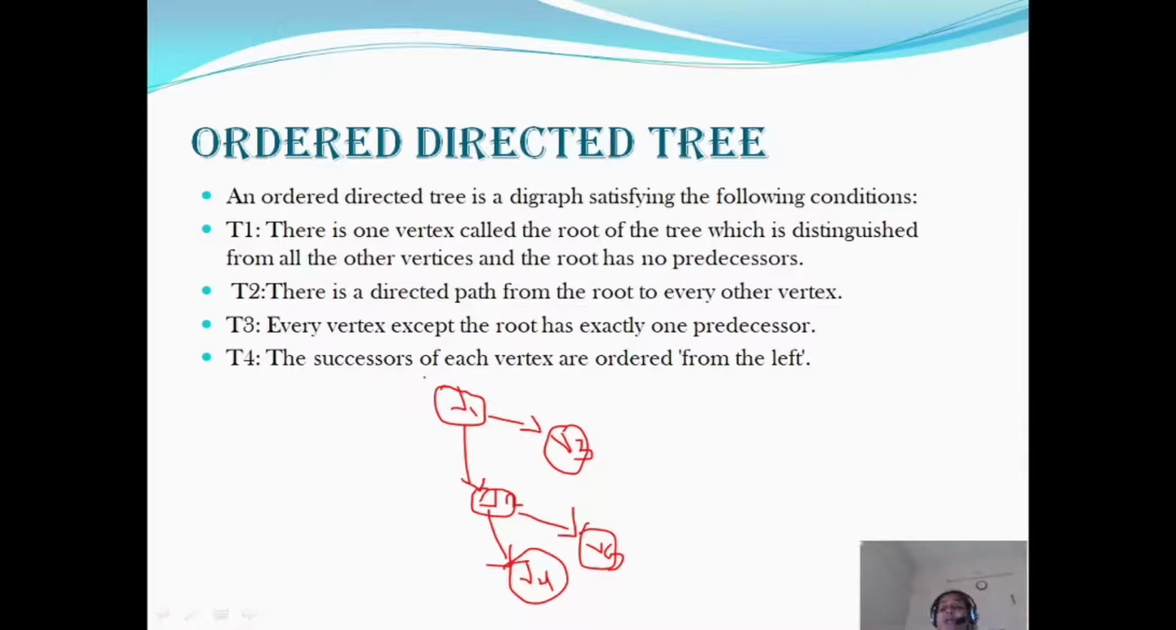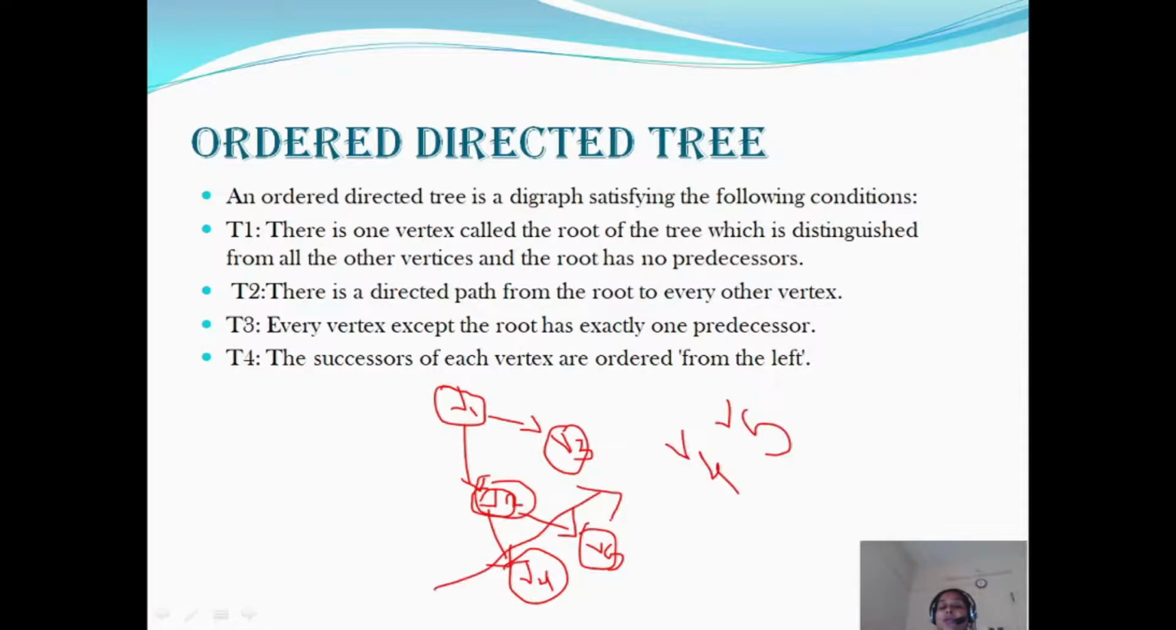Next, when taking successors, they are ordered from the left. For example, the predecessor of V2 is V1, but the successors of V2 are V4 and V5. So when we write successors, we first write from the leftmost. First write V4, then V5. We will not write V5 first and then V4. That is, it is ordered from the leftmost. This is called the ordered tree.